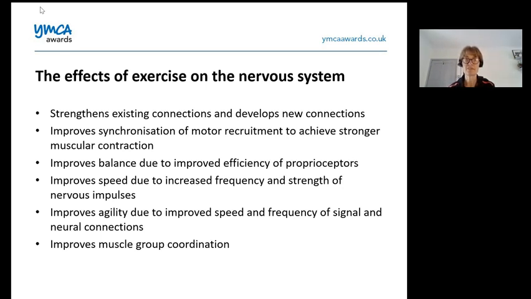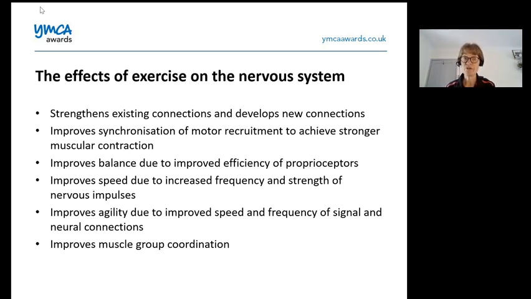Exercise improves the synchronization of motor recruitment. So the more we exercise, the better synchronicity of our motor units occurs, which just means we can get stronger muscular contractions the more we practice it. The body learns how to achieve that stronger muscular contraction.